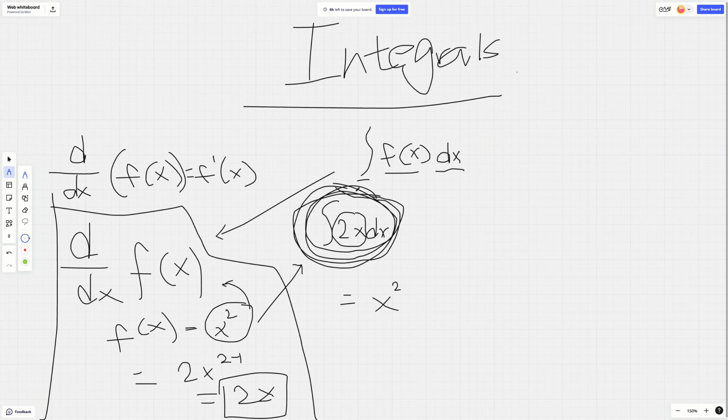Because again, to reiterate, this integral is simply asking us, for the function f of x, what function do we have to take a derivative of to get a result of that function 2x. In this case, if I take the derivative of x squared, I get my result to be 2x, right? That's basically how the integral works. And again, this dx simply is telling us that we're integrating with respect to the variable x. Okay, well that's simple. That's very nice.